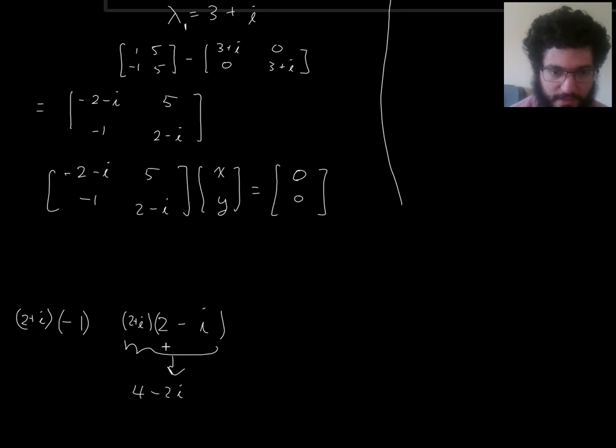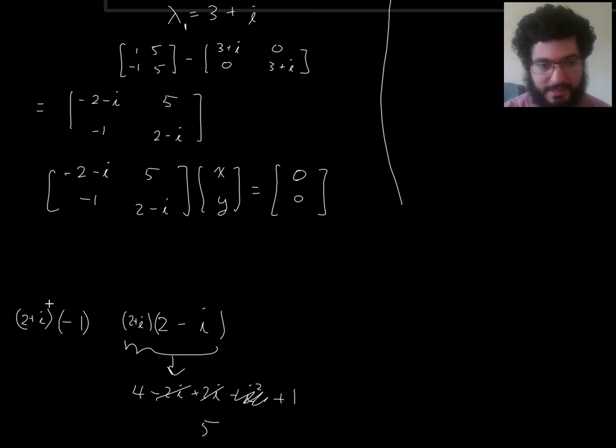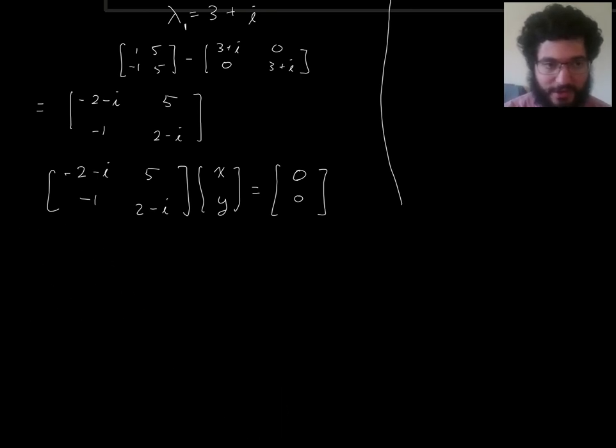minus 2I plus 2I, and then minus I squared. But I squared is negative 1, so that's just plus 1. These cancel, minus 2I plus 2I. 4 plus 1, that's 5. Okay, so I just got 5. So this is negative 2 minus I, and this is 5. So the bottom row times 2 plus I is the top row. So these are linearly dependent rows. One is a scalar multiple of the other. It's just not as obvious because the scalar is a complex scalar. The multiplying factor you have to use is a complex number.